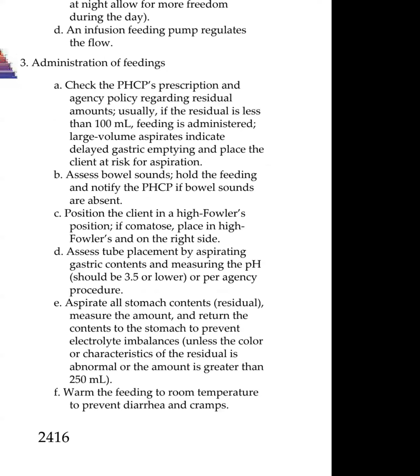Measuring the pH, it should be 3.5 or lower because it is the stomach; there is the presence of HCl. The normal pH is 1.5 to 3.5 per agency procedure. Aspirate all stomach content, the residual, measure the amount and return the content to the stomach to prevent electrolyte imbalance, unless the color or characteristics of the residual is abnormal or the amount is greater than 250 ml.